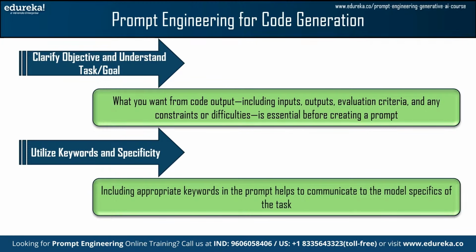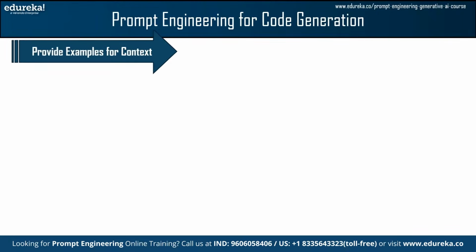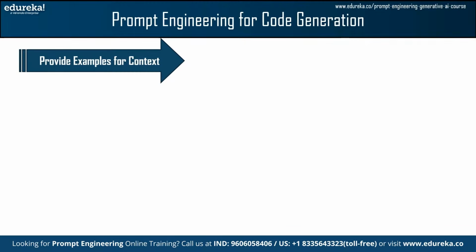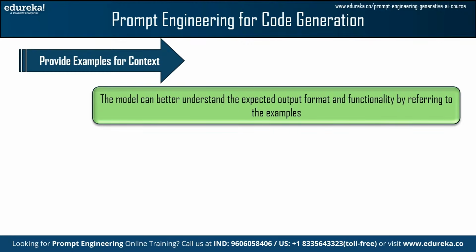and expected actions. And the next one is provide examples for context. The model can better understand the expected output format and functionality by referring to the examples. Prompts are made more understandable by providing specific examples of the desired code, which helps the model to understand the task. This will increase the probability of producing code that is in line with the expectation.